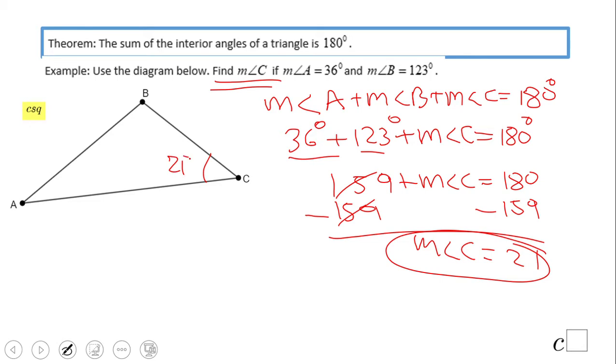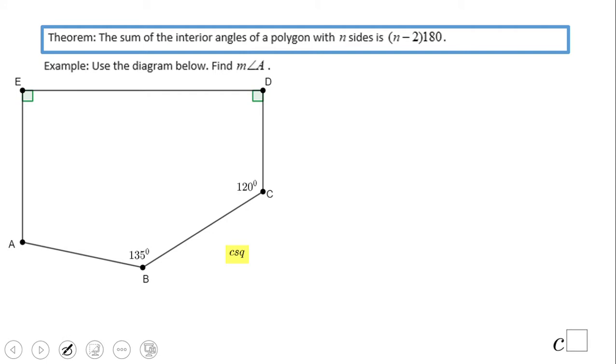Let's move to the next topic, which is kind of similar. We have a polygon now. This polygon here has 5 sides, and you see the theorem says here how to find the sum of the interior angles of a polygon with n sides. So that's the first thing I'm going to do. In this formula, n minus 2 times 180, I'm going to replace n with 5. Why? Because 1, 2, 3, 4, 5 sides. They are not congruent, but just count them, right?